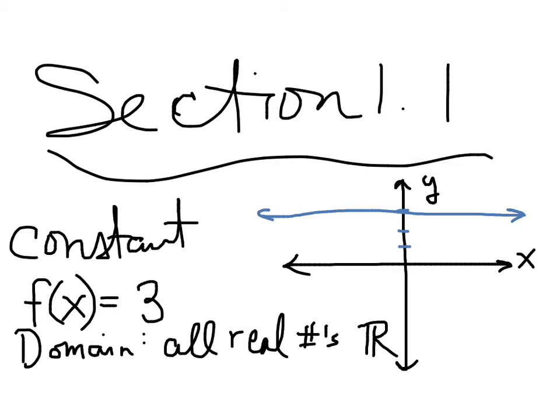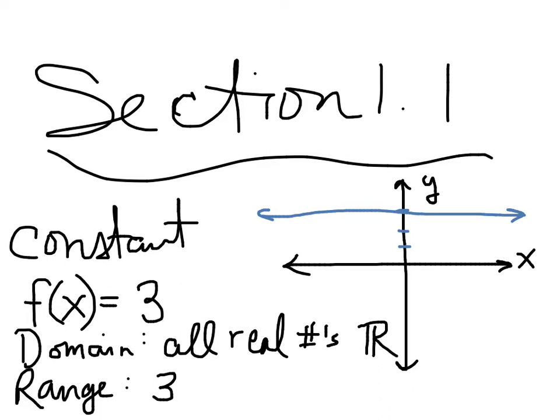Range: if domain is the x values, what do you think range is? The y's, right. What's the only y value in the problem that Ms. Miller gave us? 3. It was the number she said. So the range for this would be just the number 3. That's what it is for the constant.